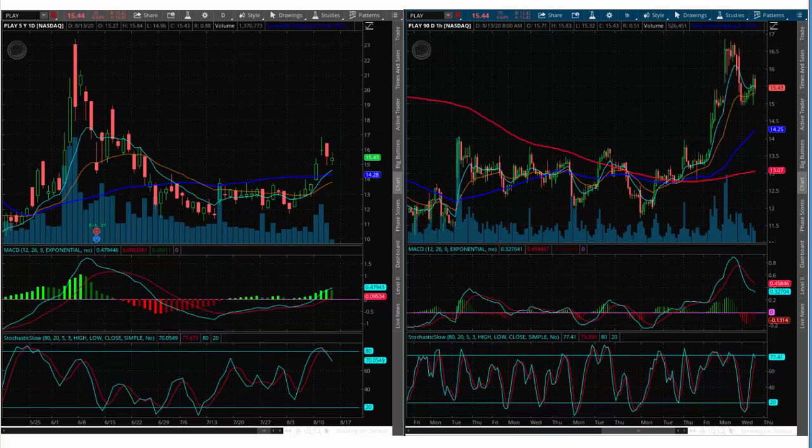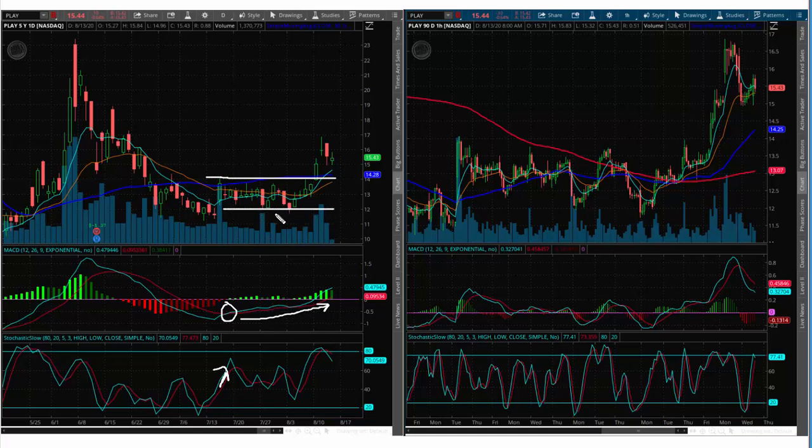All right, next chart is PLAY, Dave & Buster's. So we got a cross up here, stochastic pointing up there, MACD stayed in the crossed up direction. Then over here it is consolidating at a slightly higher level off the low. Okay, so this forms my bias.